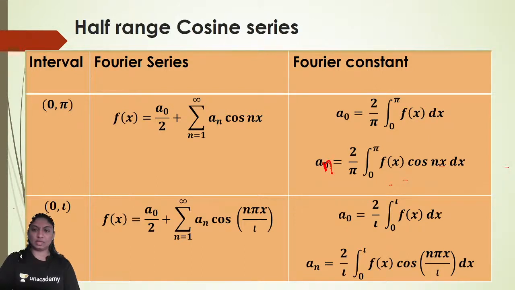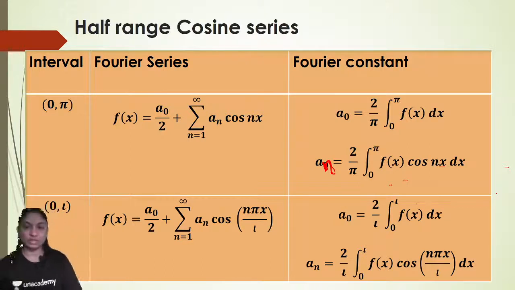Here an is equal to 2 by pi integral from 0 to pi f of x cos nx dx. In the interval 0 to L, f of x is equal to a0 by 2 plus summation n varying from 1 to infinity an cos n pi x by L, where a0 is equal to 2 by L integral from 0 to L f of x dx, and an is equal to 2 by L integral from 0 to L f of x cos n pi x by L dx.